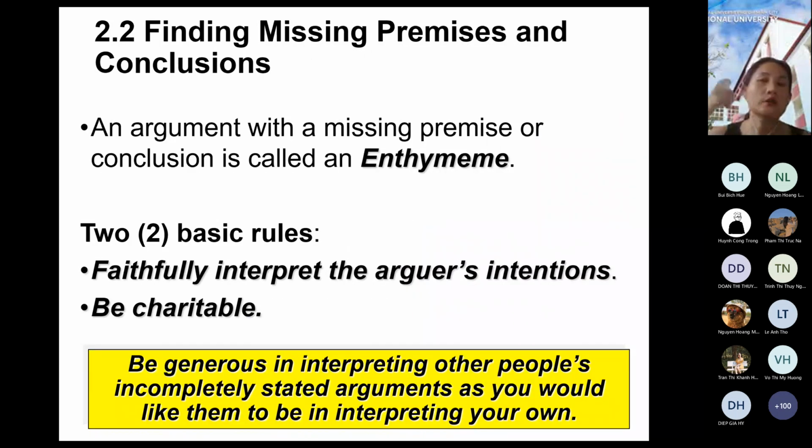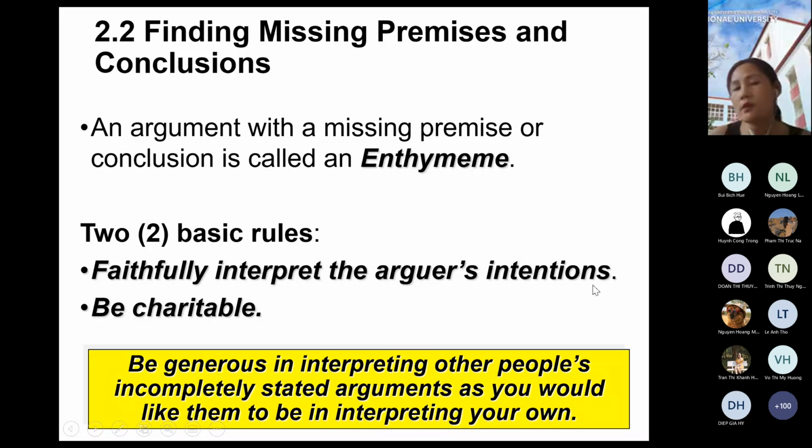Now, let's look at this slide to see that finding the missing part is not a strange thing. It is very common. So even people have a name for it. All right, they put a name for this kind of mistake, and there are some rules for us to apply in order to improve the skill of finding missing parts. In order to find the missing part in the arguments, you need to faithfully interpret the arguer's intentions.